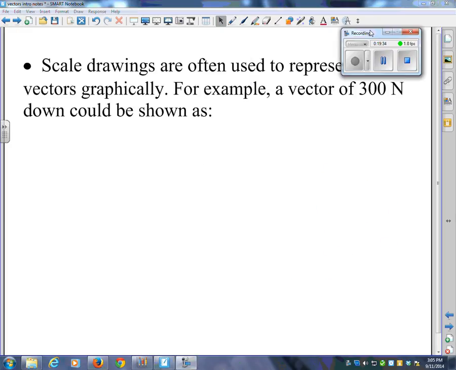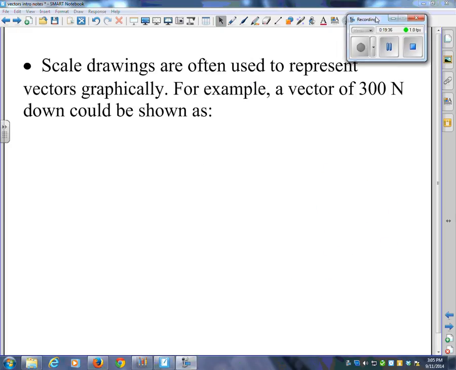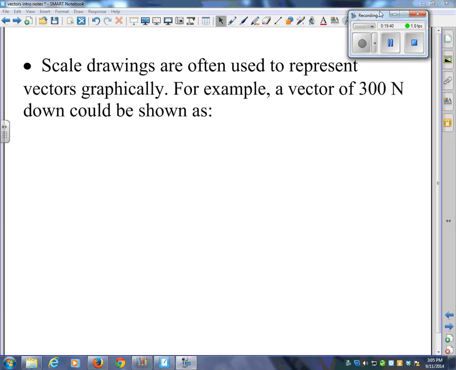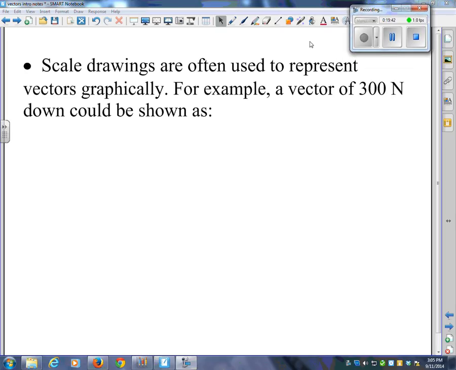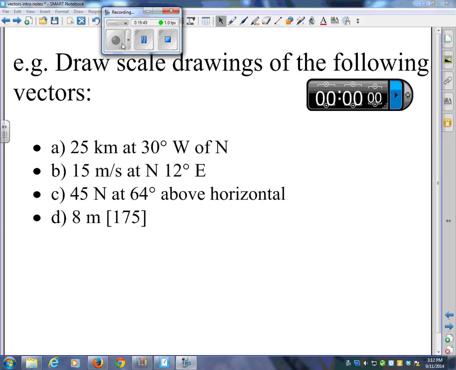Okay, now to the rulers. Scale drawings are often used to represent vectors graphically. For example, a vector of 300 newtons could be drawn or shown as. Now, when you draw, I'll let you guys write that down. No feedback at all. I'm doing it. I'm going to check the first one here for you. 25 kilometers at 30 degrees west of north.